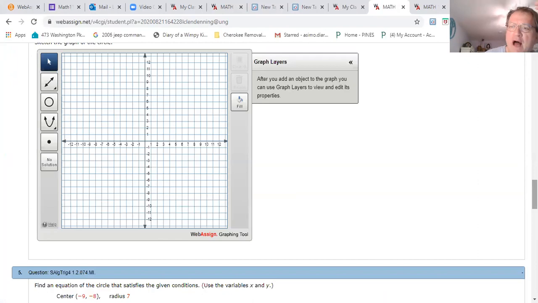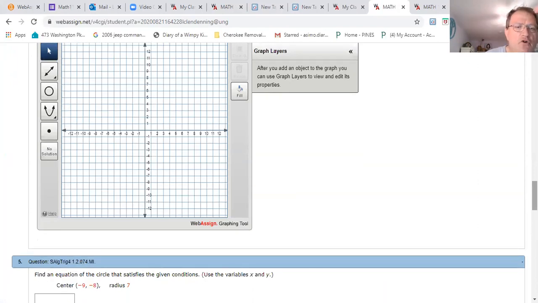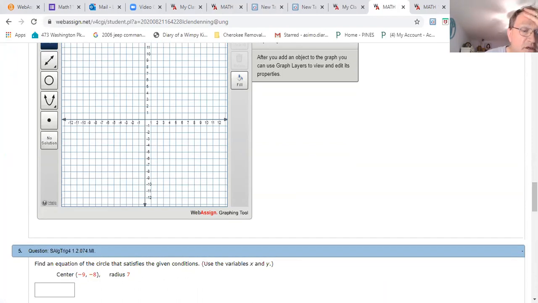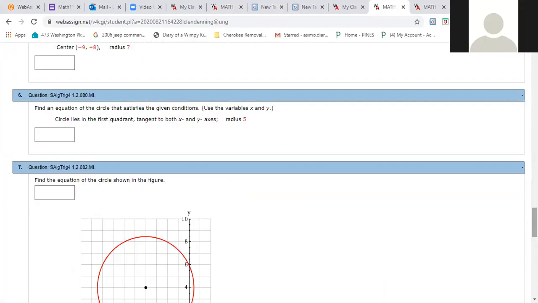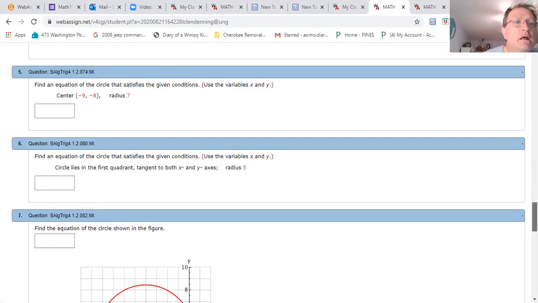Okay, there's 5: find the equation of a circle that satisfies these given conditions. Center might be -9 and -8, radius is 7. Is that it? Yes. Okay.